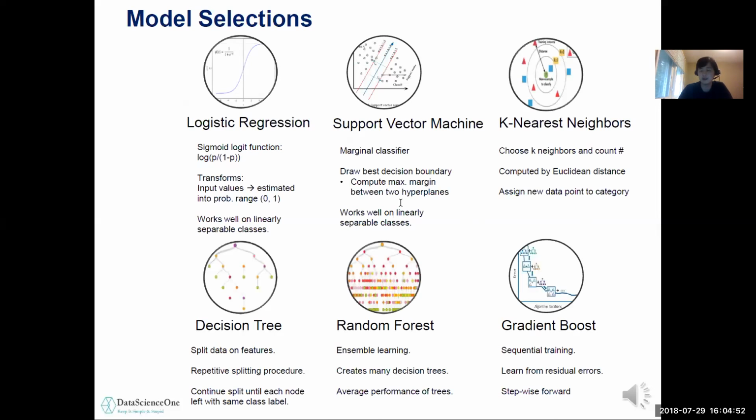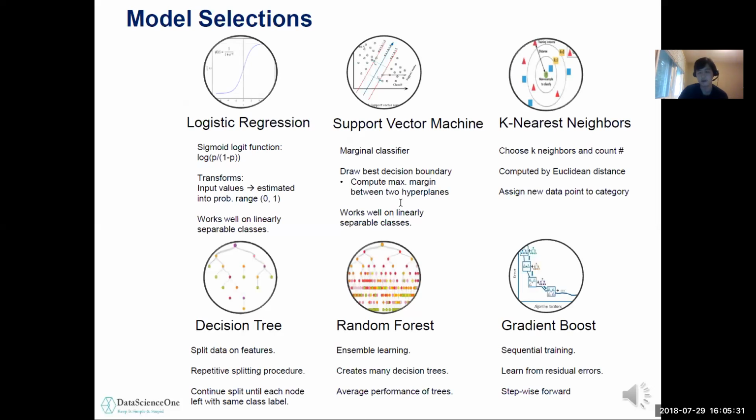And third is the k nearest neighbor algorithm. We choose k nearest neighbors and count the number of data points in our region of interest, computed by Euclidean distance, to assign every single new data point to the relevant class label or category. The fourth is the decision tree. Basically, it splits the data on the choice of our features, then repeats the splitting procedure until each node is left with the same class label. Fifth is the random forest. This type of ensemble learning model creates many decision trees. Then we average the performance of the trees on each observation to assign the class label.